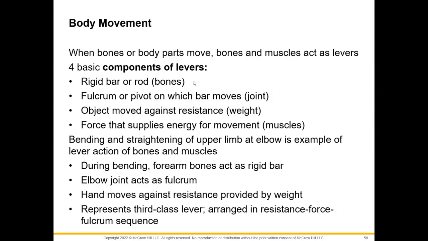Bending and straightening of the upper limb at the elbow is an example of lever action of bones and muscles. During bending, the forearm bones act as the rigid bar. The elbow joint acts as the fulcrum. The hand moves against the resistance provided by a weight, and this represents what we call a third-class lever. It's arranged in a resistance, force, fulcrum sequence.